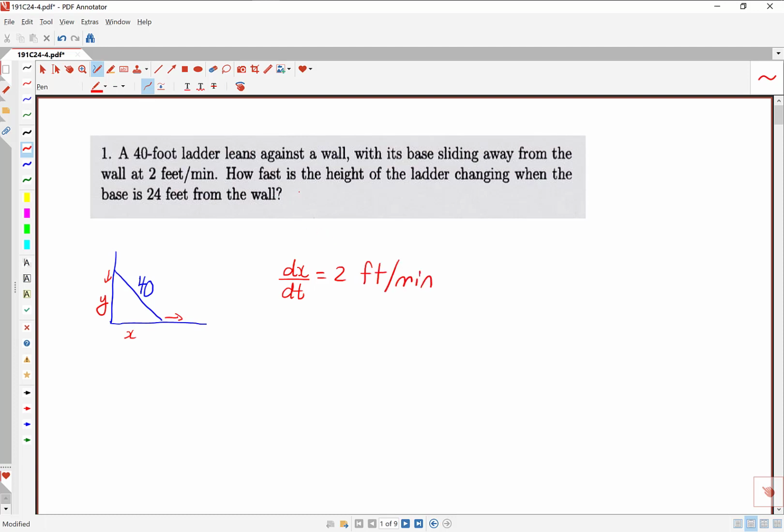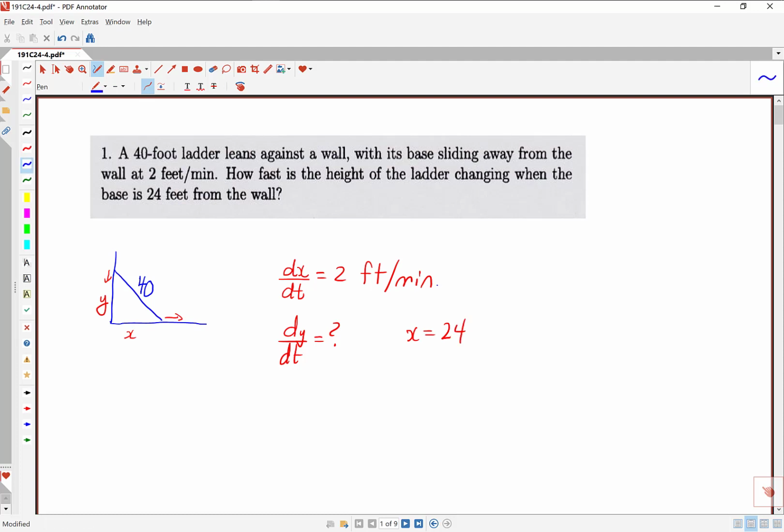Okay, and the question is, how fast is the height of the ladder changing? So that would be dy/dt. dy/dt is what we're trying to find, the rate of change of y. And we want that at the moment when the base is 24 feet from the wall, so at the moment when x equals 24.